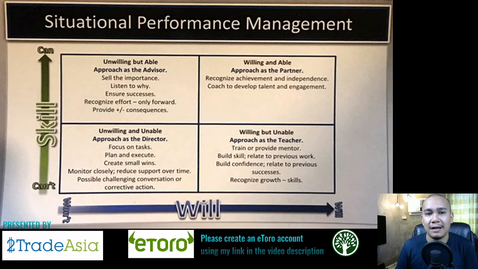Right? Approach as a partner, meaning, recognize mo yung achievement mo and independence niya. Give recognitions. Right? Good job. Pat on the back. Right? That's very important. And then, as a partner, coach to develop talent and engagement. So, to develop talent and engagement. So, you teach him management skills para ma-motivate naman siya.